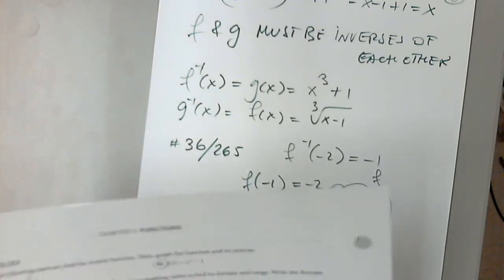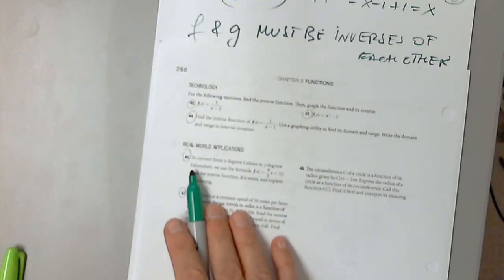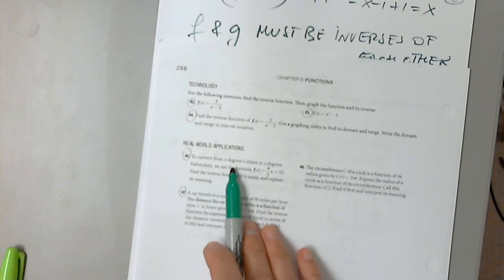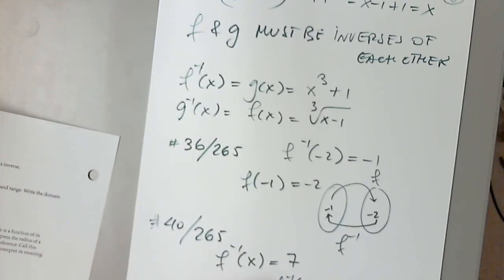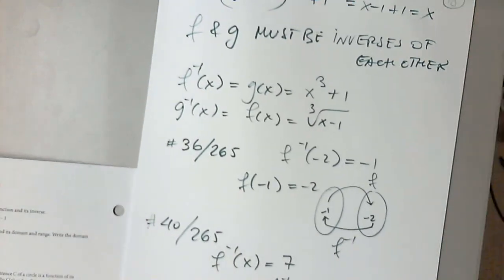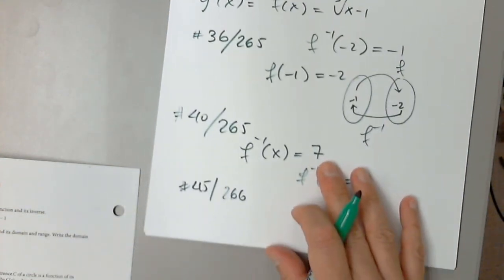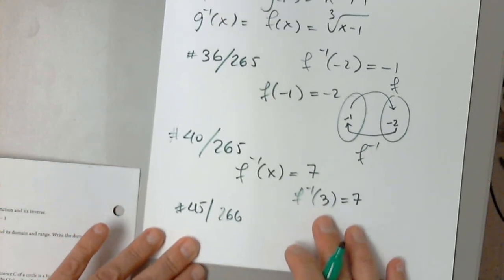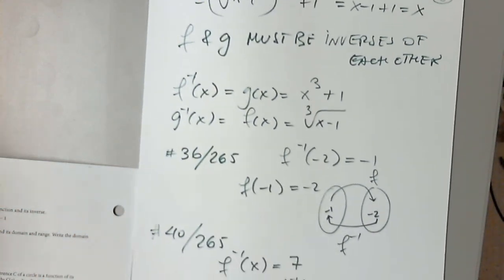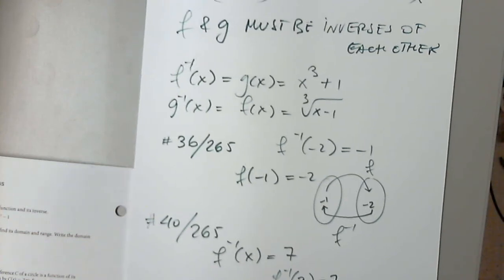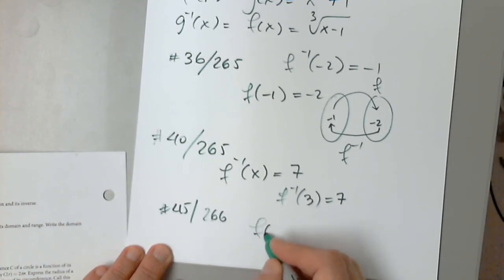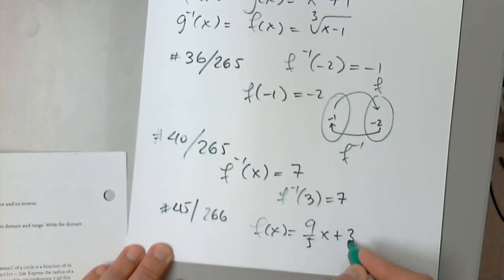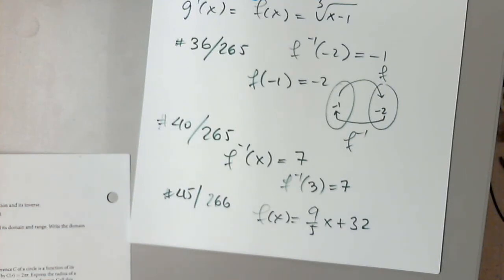Okay, one last problem, and I promise to stop after that. 45. To convert from x degrees Celsius to y degrees Fahrenheit, we use the formula f of x. So this is problem 45 on page 266. This is just a real-life application of what we are looking at. Okay. So 45 on page 266, we're given f of x equals 9/5 x plus 32. Find the inverse function, if it exists, and explain its meaning.